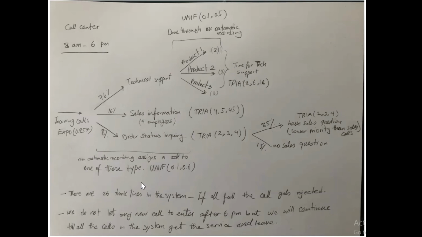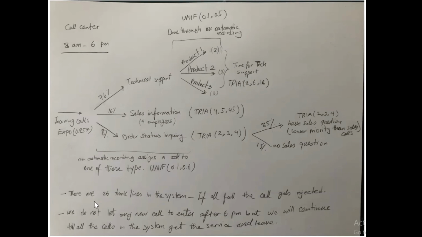And then there are 26 phone lines, what they call trunk lines. There are 26 phone lines in this system. When a call is received, if all the lines are busy answering a customer, then the customer gets rejected. So if all the 26 lines are busy with other customers that have called before, then the customer is going to be rejected.